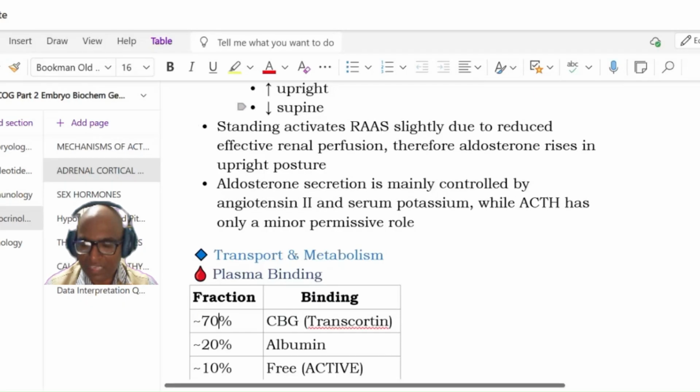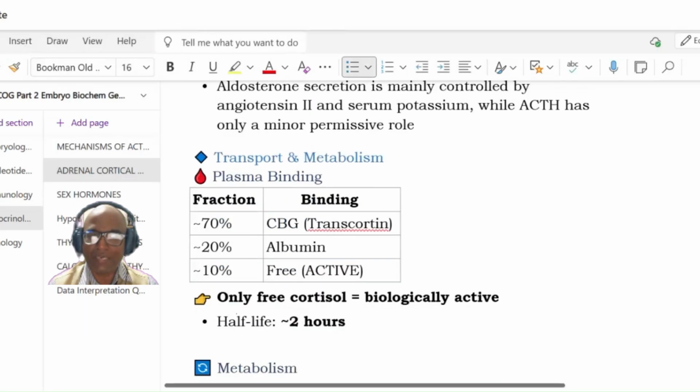Please remember this concept if you can, because if both options are there, you will select the RAS, or you may select angiotensin 2, or it may be potassium. ACTH has a minor role. Then coming to the transport and metabolism.